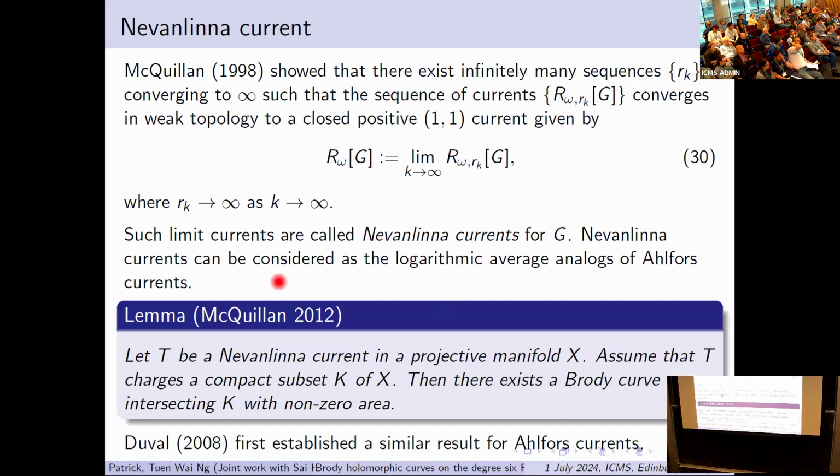And then there's an interesting result about this nonlinear current and also Brody curves. It says the following. Take T to be a nonlinear current on X, and assume T charges a compact subset K of X. The conclusion is you can find a Brody curve which intersects K with non-zero area. There's a similar result for alpha currents proven earlier.